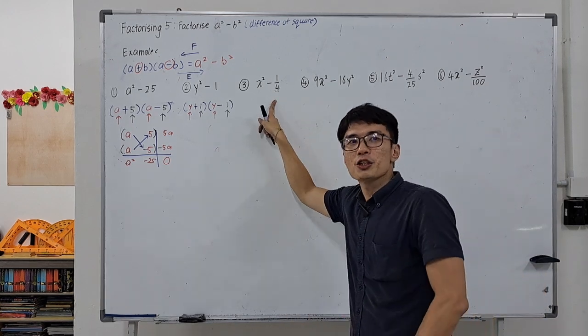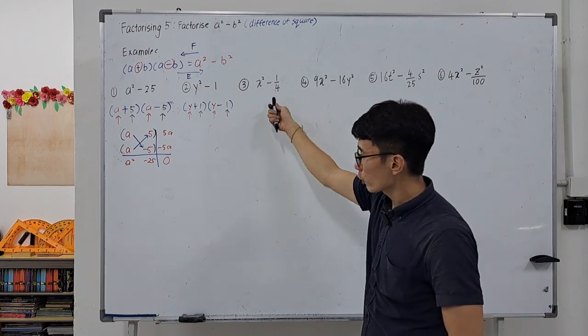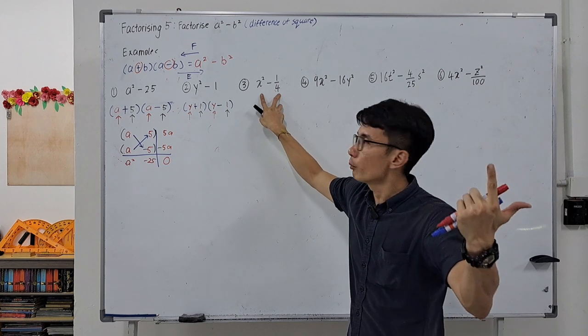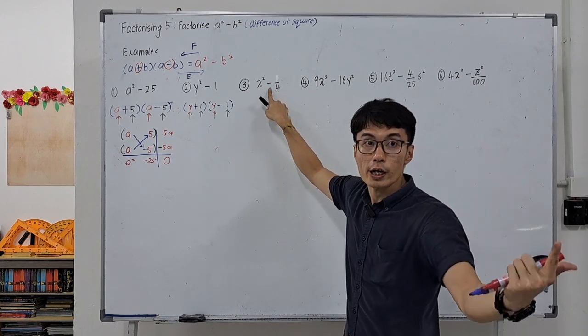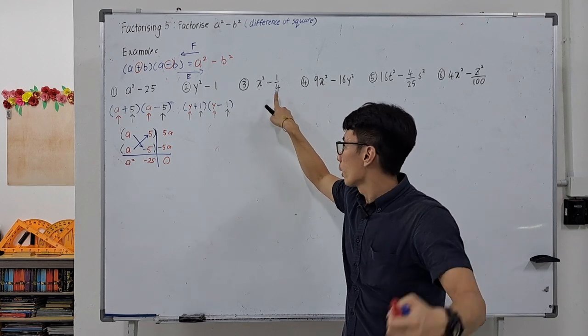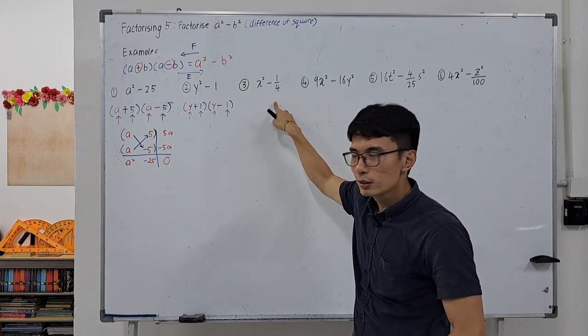Whoa, I have some fraction now. Don't worry. Is this a difference of square? Let's look. Checkpoint number 1, 2 terms. Check. Checkpoint number 2, minus. Check. Checkpoint number 3. Can I factorize this? Yes. Can I factorize this? Now take a look.